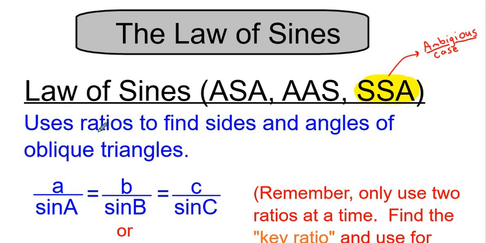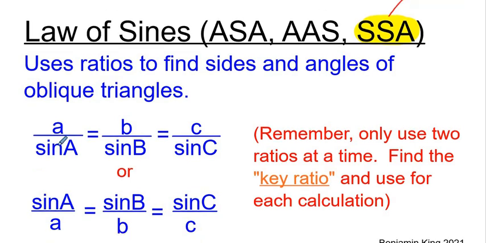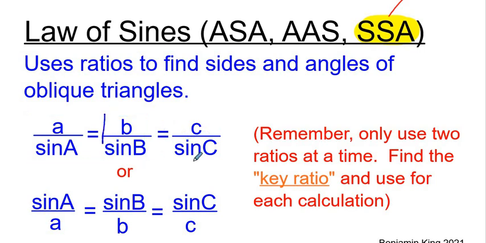And so what are the ratios? These ratios are side a to sine of angle A is equal to side b to sine of angle B equals side c divided by sine of angle C. Remember, you're only going to use two ratios at a time. So you can only use this portion and not this portion. Or you could use these two and not this one.